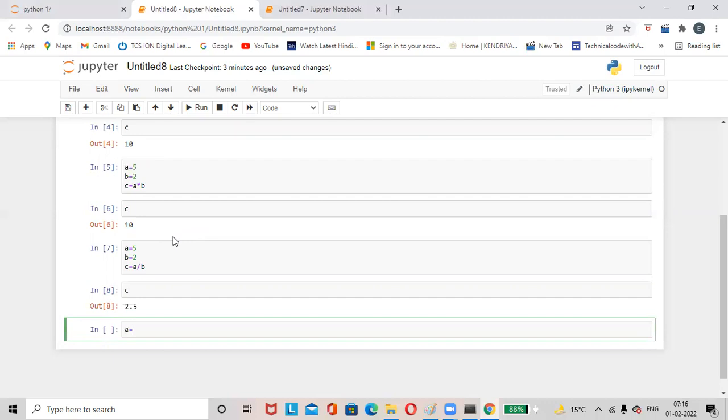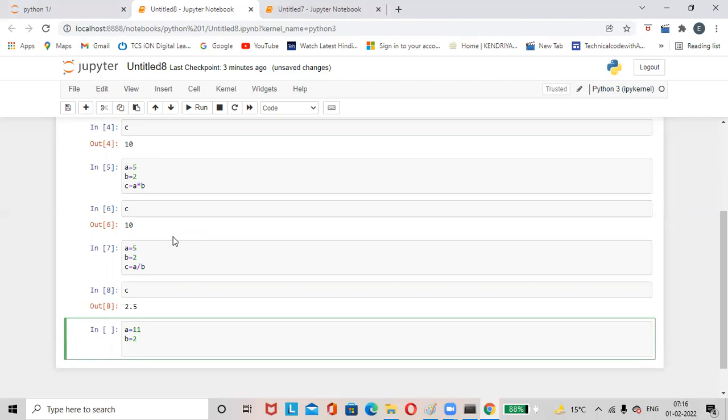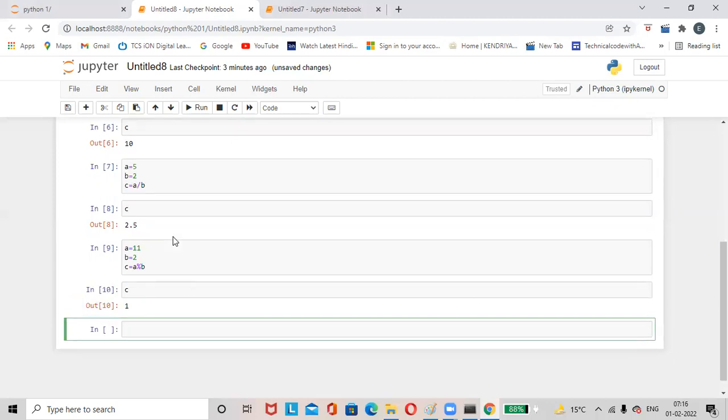Then A equals 11, B equals 2, C equals A modulus of B. So modulus will give the remainder value. So here print the value of C. C is 1. Okay.